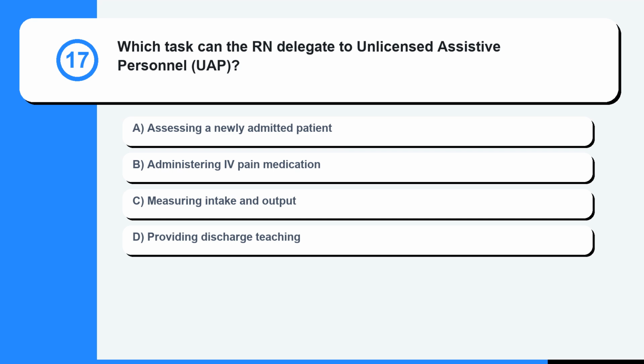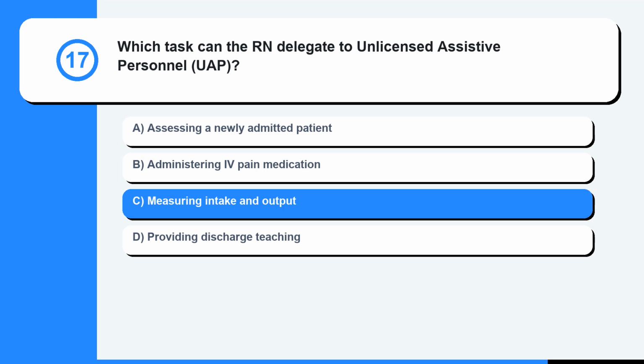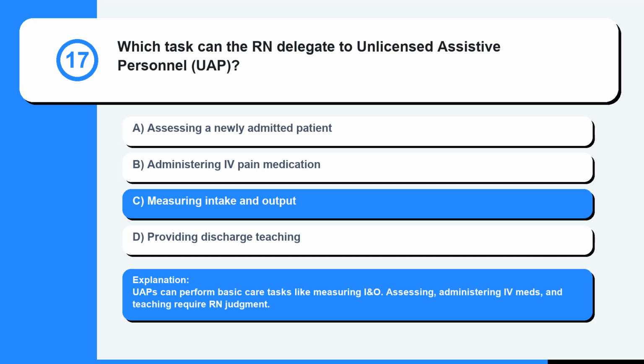Question 17. Which task can the RN delegate to unlicensed assistive personnel, UAP? A. Assessing a newly admitted patient. B. Administering pain medication. C. Measuring intake and output. Or D. Providing discharge teaching. The correct answer is C. Measuring intake and output. UAPs can perform basic care tasks like measuring I&O, while assessing, administering meds, and teaching require RN judgment.